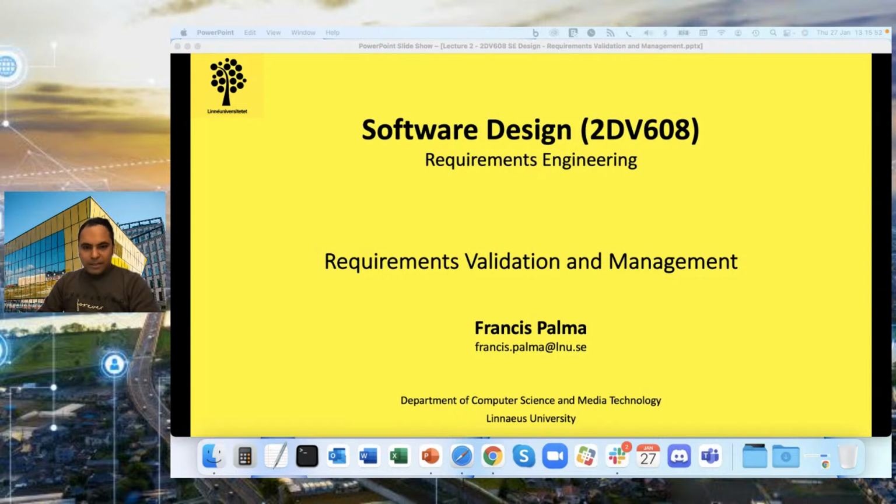This is our second lecture on requirements validation and management from the requirements engineering part of the course. Before we start, do we have any questions from the last lecture?